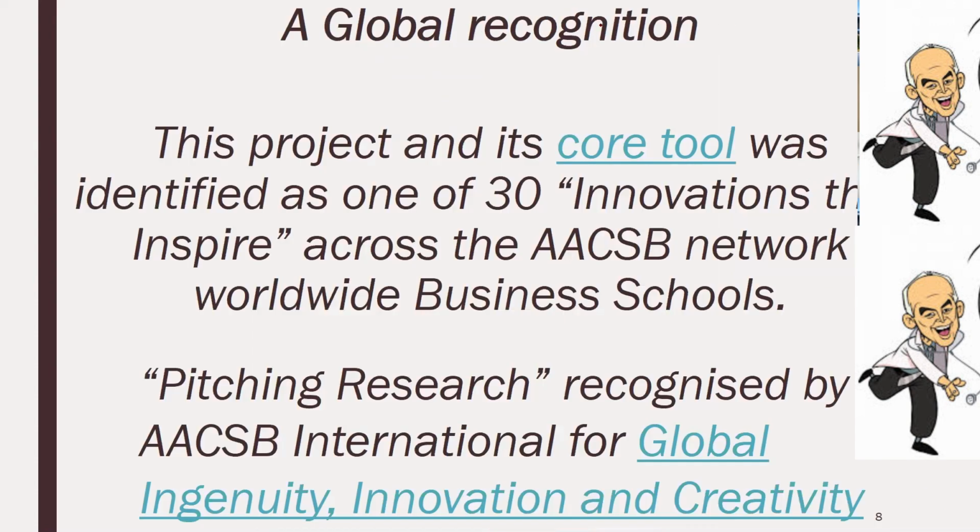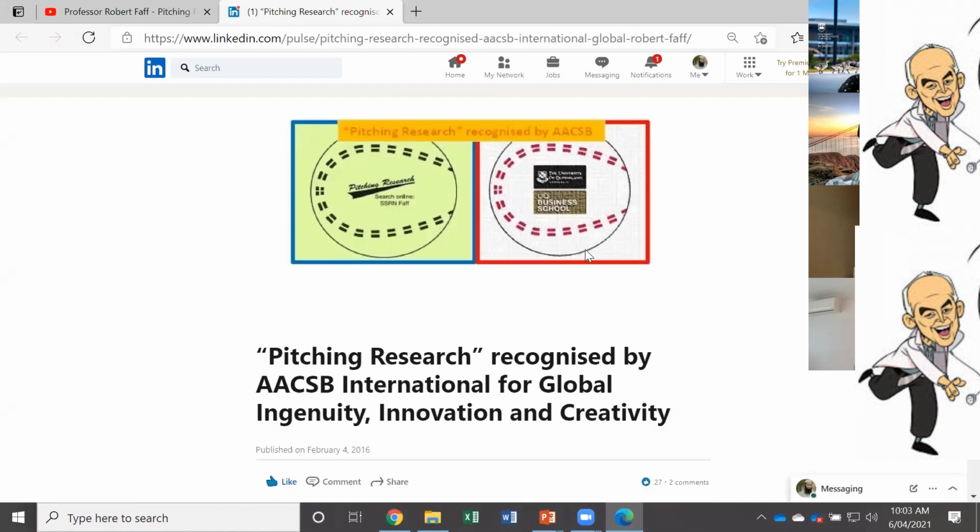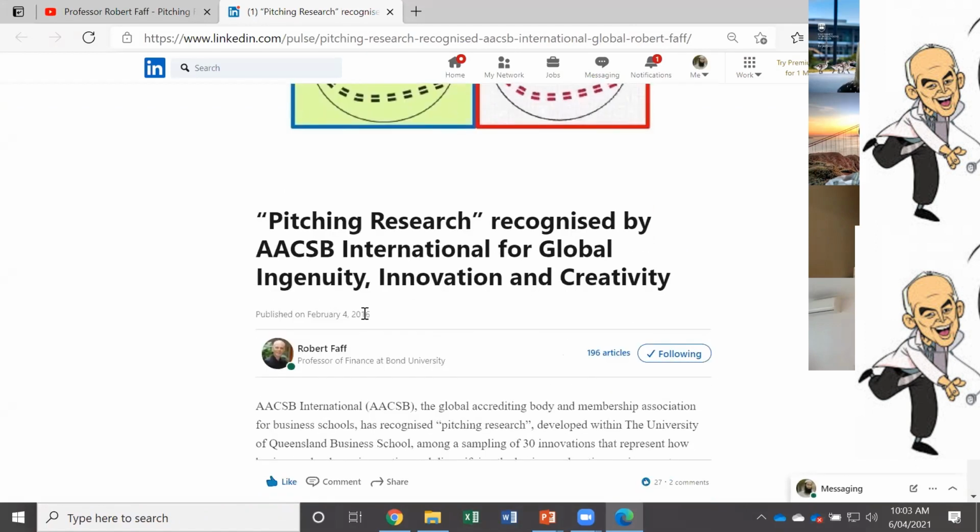One more thing about the tool: it has been recognized globally. It has received the AACSB recognition as a global ingenuity, innovation, and creativity, and this has been shared on LinkedIn. Can you see the LinkedIn page? Yes, so Professor Robert, when it was recognized by AACSB, shared this on LinkedIn. So again, to Corinne's point, whatever he's doing around the pitching research, it's his tool and it is being widely shared among the general public.